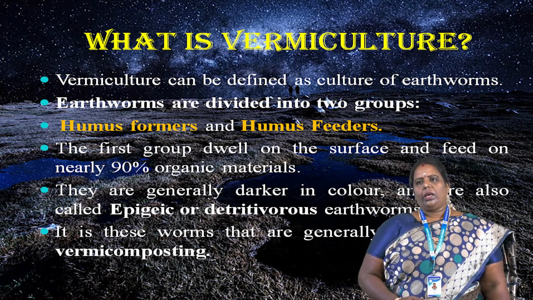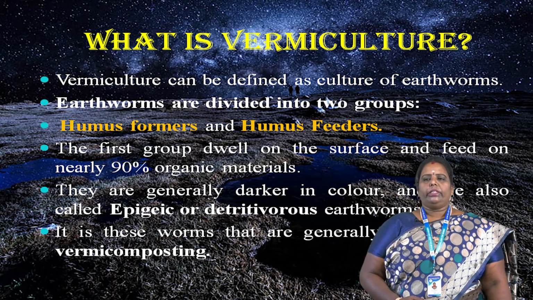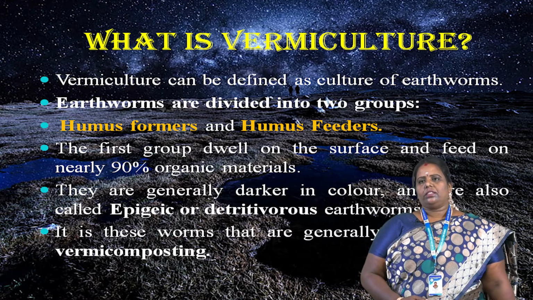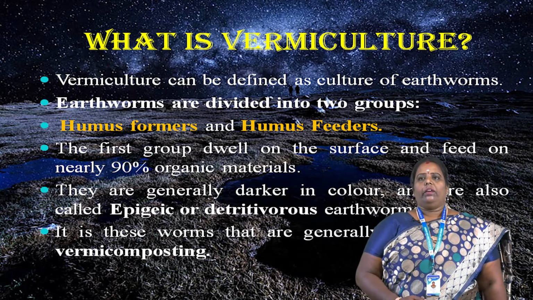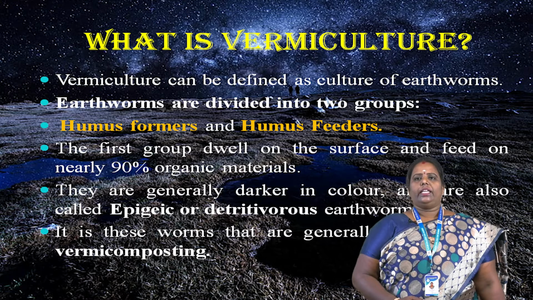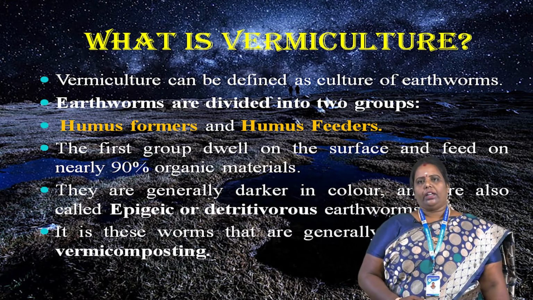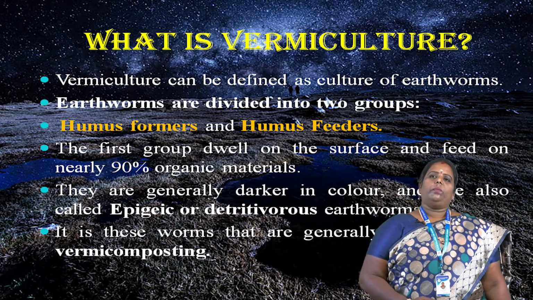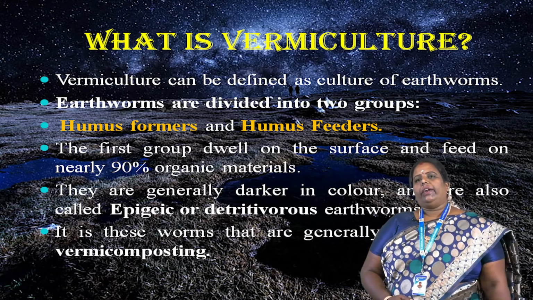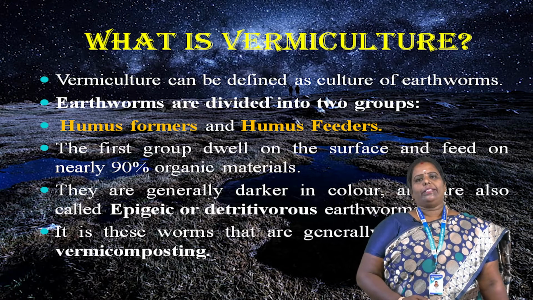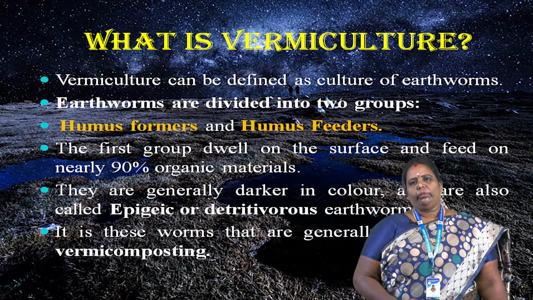The earthworm is a farmer's friend. If earthworms are present in a place, it is a very fertile place. If the earthworm is not present in that place, we cannot cultivate anything. That is one of the biological indicators. But how do we know the earthworm is present by biological indicators? We have to divide earthworms into two groups. One is the humus former, and the other is the humus feeder.